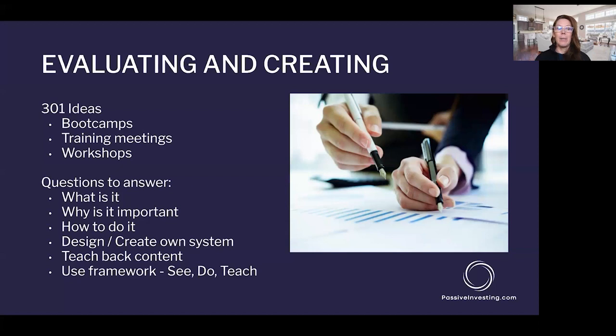So some of those 301, higher-level skills would be calls to action at the end of boot camps, drawing attention to the fact that you have an open deal at the end of the boot camp, training meetings, workshops, again that call to action at the end. Again, we're answering the question: what it is, why it's important, how to do it. We're asking them to design and create their own evaluation systems. We might be asking them to teach back to us, or to engage directly with the product.